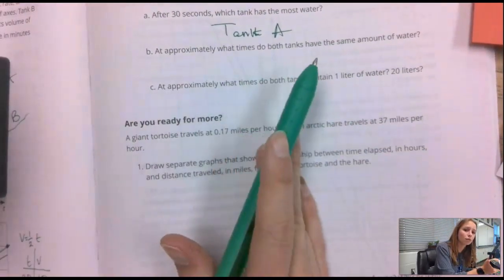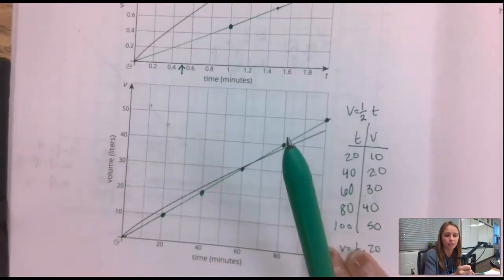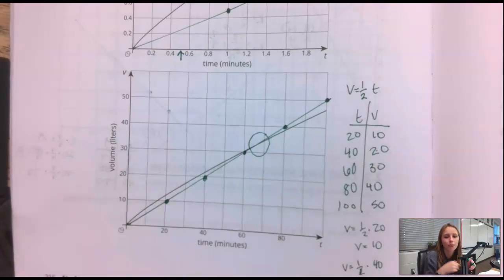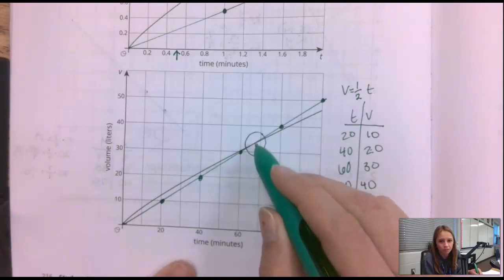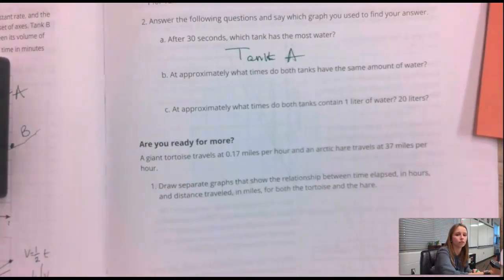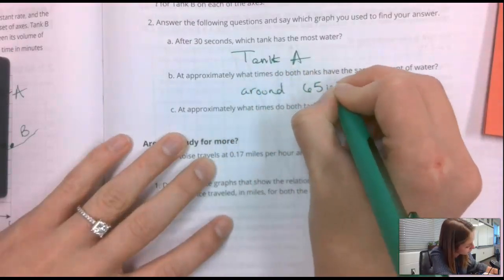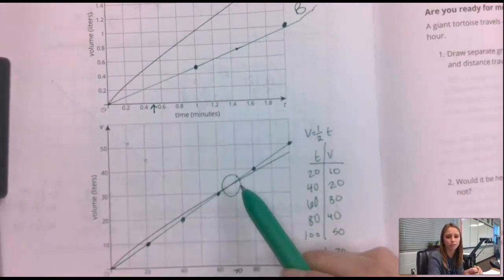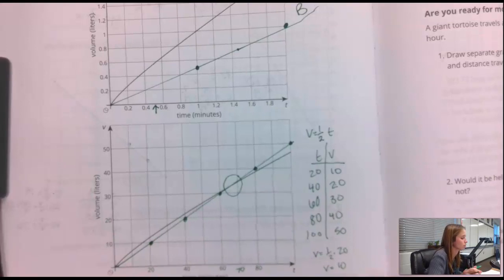Now, at approximately what time do both tanks have around the same amount? Well, up here our lines don't cross, so we can't use that. Now down here, it's hard to tell, but somewhere in here our lines cross. And so it looks like it's right in between 60 and 70 minutes there. So let's go look up here. So we can say around 65-ish minutes, because they cross. It's hard to tell exactly where, but it's somewhere in between these times. So whatever estimate you have there works.